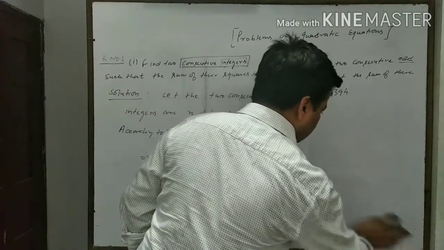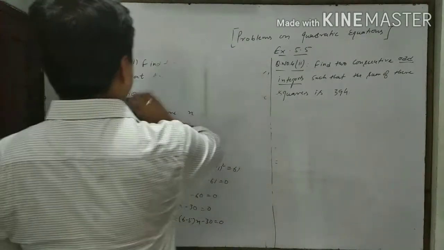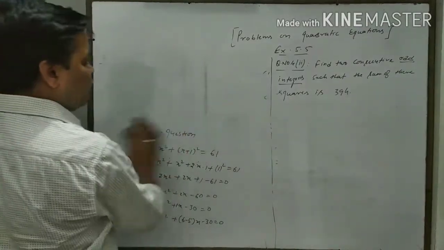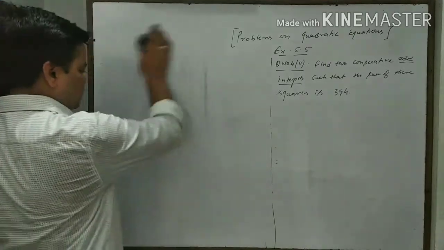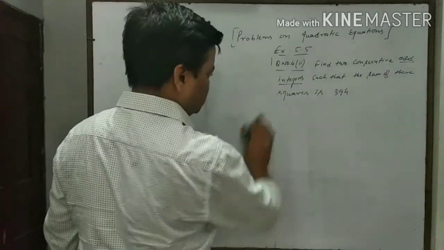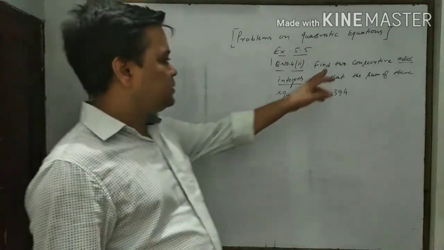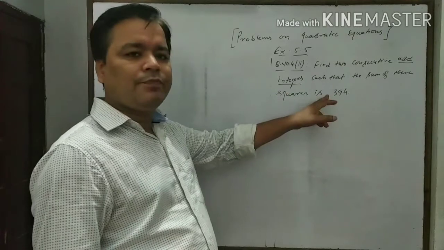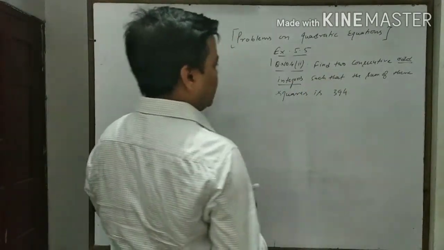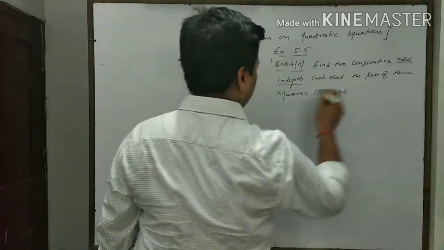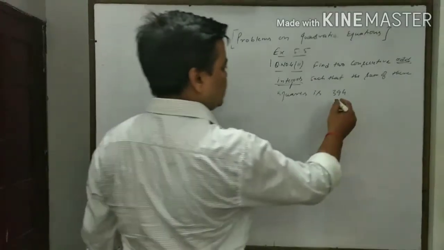Now I am going to solve one more question which is related to question number 4, second. For solving this type of question, we read the question 2-3 times and after that try to convert that word problem into algebraic form. So here: find two consecutive odd integers such that the sum of their squares is 394.